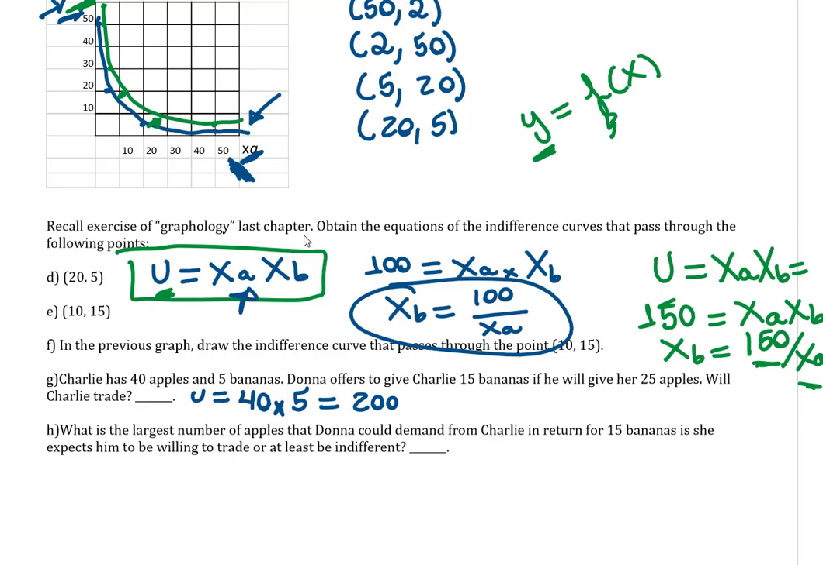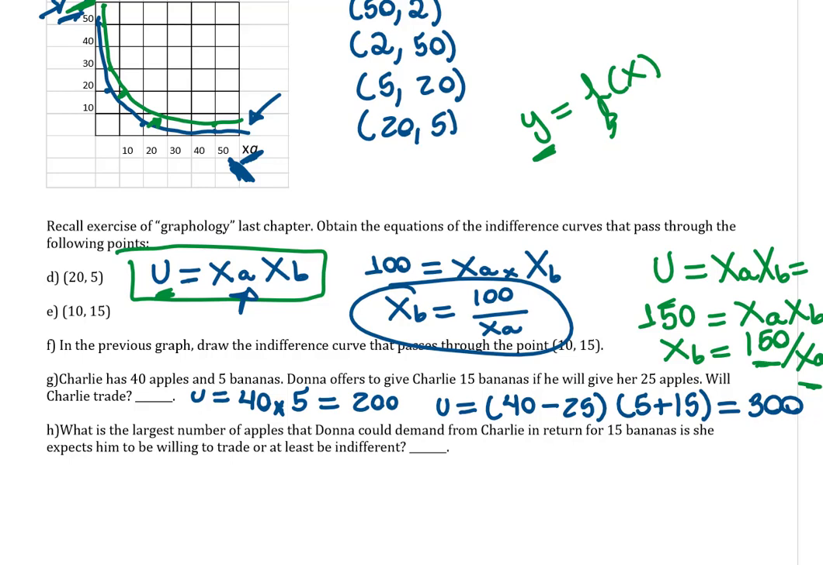Now, what is the utility if he does choose to trade? Well, he's going to end up with how many apples? He had 40 initially, but if he does trade, he gives 25 away. So it's 40 minus 25. And how many bananas? Well, he started with 5, but he's going to get 15 from Donna. So that's going to be 5 plus 15. That multiplication is actually equal to 300. 300 is larger than 200, so he is happier. So is he going to trade? And the answer is yes.